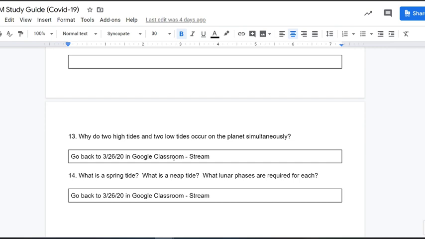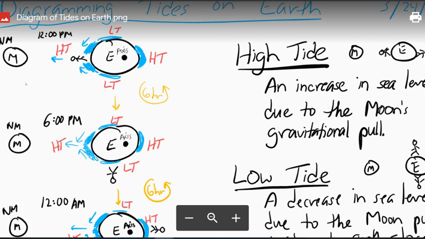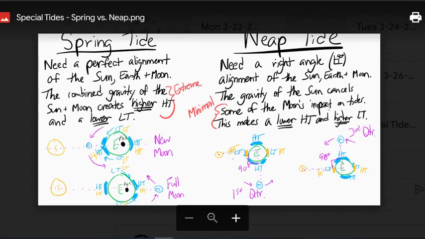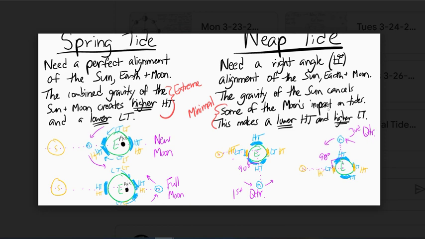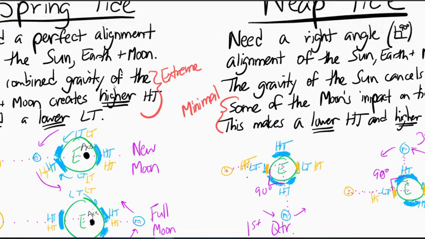All right. 14. What is a spring tide and what is a neap tide? Last question. What phases are required for each? So our next picture, this is it. What is spring versus neap? All right. You need, for a spring tide, a perfect alignment of the sun, earth, and moon. All right. This alignment, like a solar or lunar eclipse. So yes, when you have an eclipse, you do have a spring tide, okay?